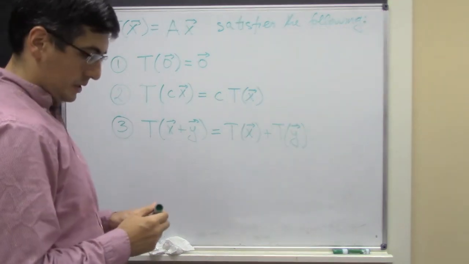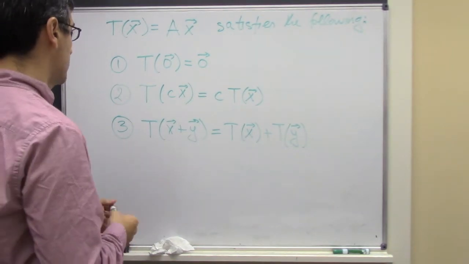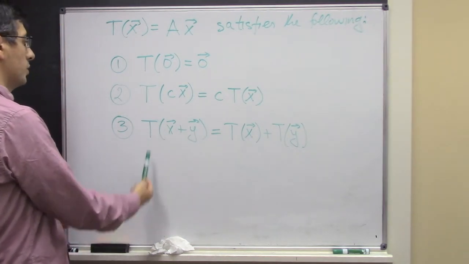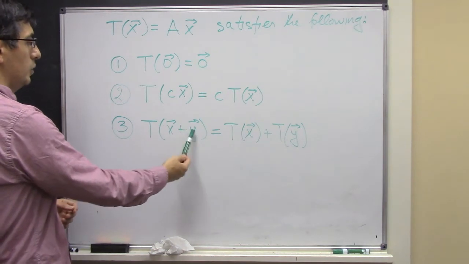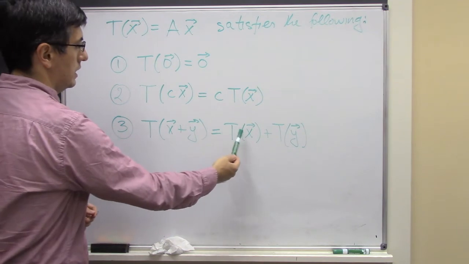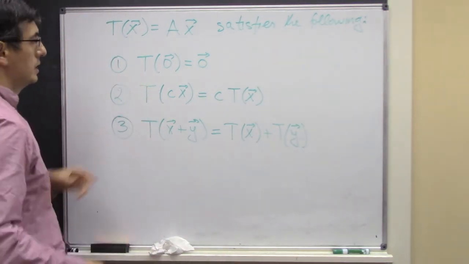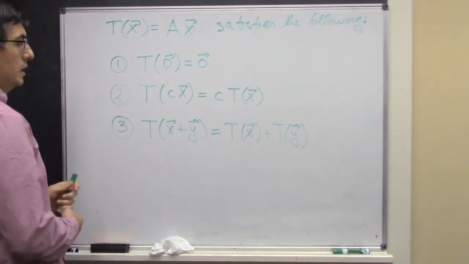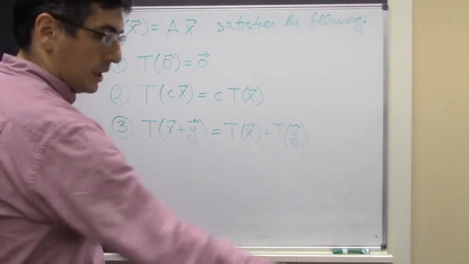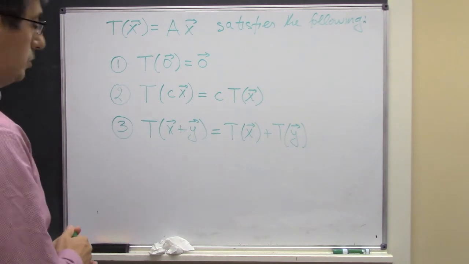Right, so there are these three crucial properties. And then of course you can maybe write the property four where this is c and this is d. You multiply this by c, this by d, then you will get c Tx plus d Ty. But that follows from these two properties. So these three properties are enough to characterize linear transformations.